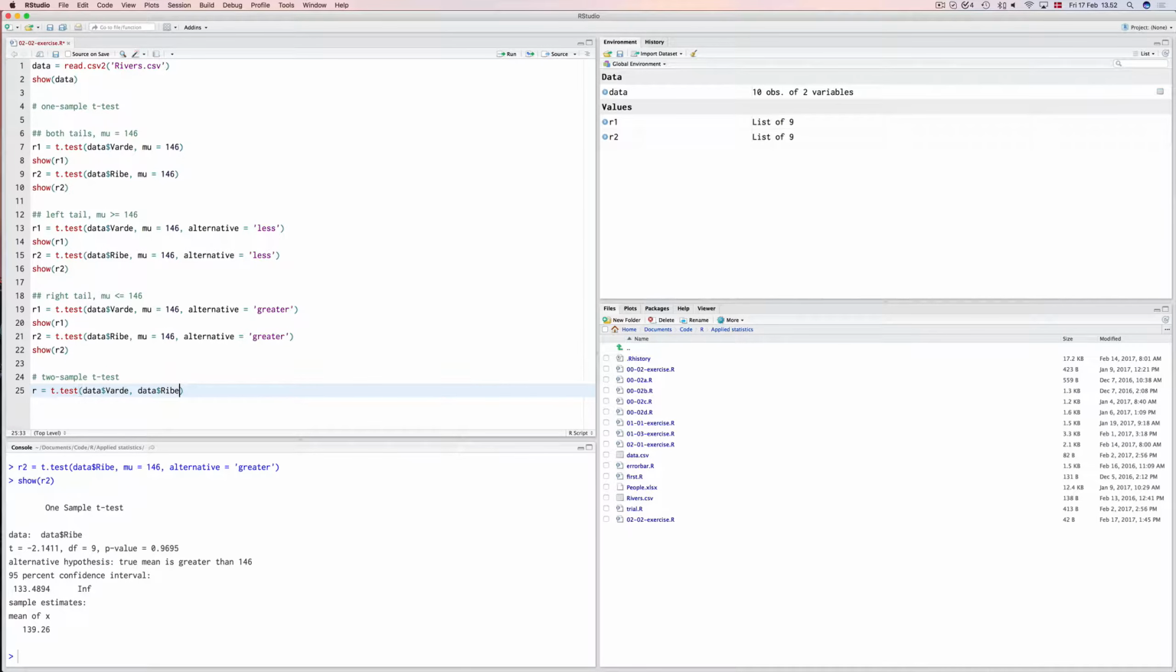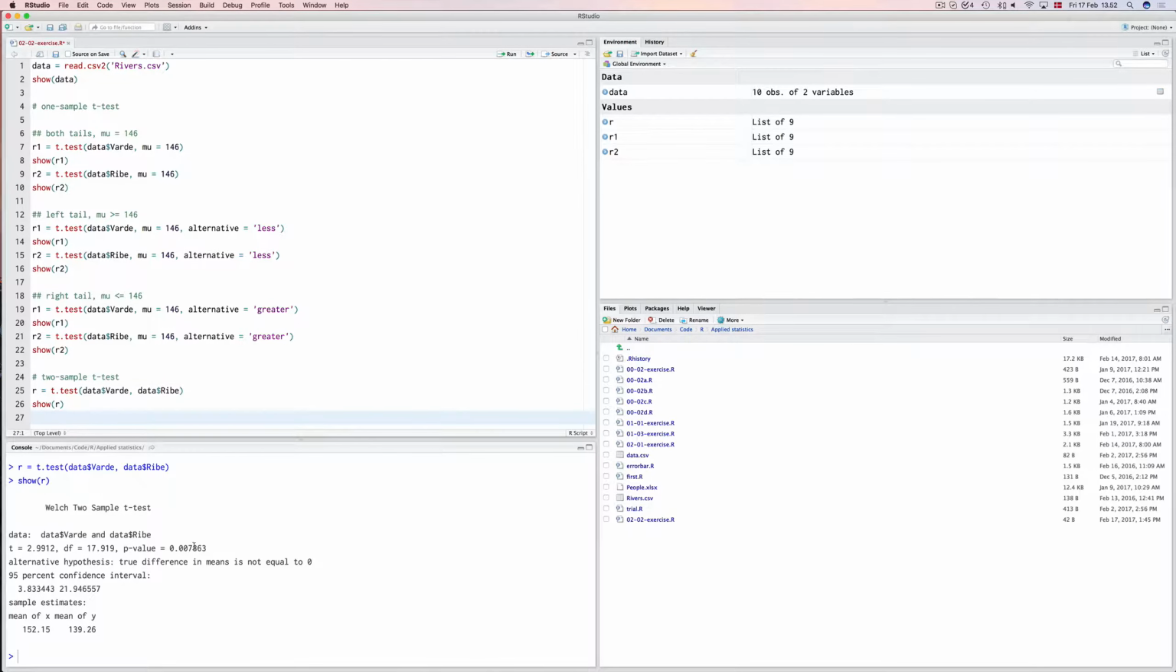Well, if we don't specify alternative hypothesis, it will be by default two-tail hypothesis. So it will find out how likely the average chloride content in these rivers is equal. So let's see what the test says. So the test says it's less than 1%, 0.8% chance.